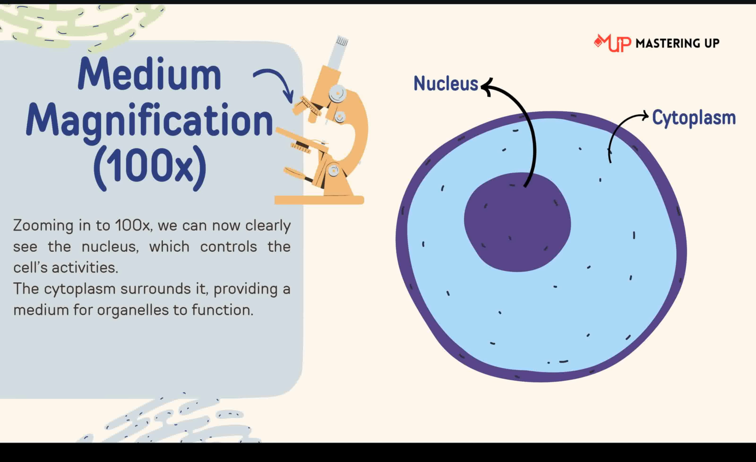The cytoplasm is a jelly-like substance that fills the cell and where the organelles are found. It's the site of many metabolic activities, including glycolysis, where glucose is broken down to release energy.